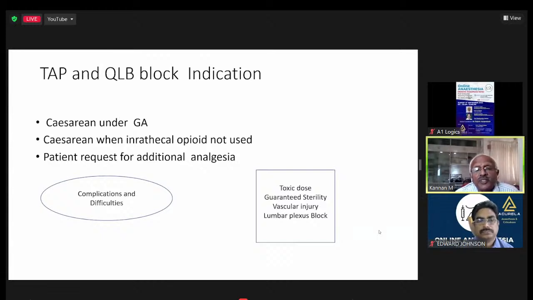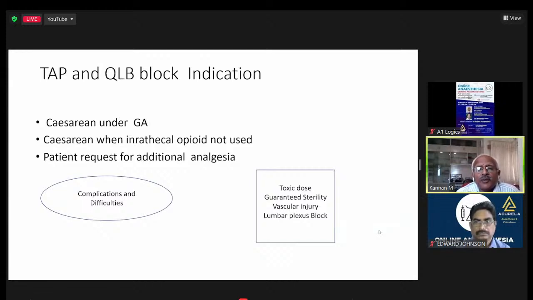Of course, every procedure has got its own complications. So the complication here will be toxicity of the drugs. Excess toxicity can occur because when we use a larger dose without calculating the dose, the incidence of drug toxicity will increase. Moreover, this pregnant patient may be susceptible to toxicity, so we have to be very careful. As I told you, guaranteed sterility should be there in all our procedures.